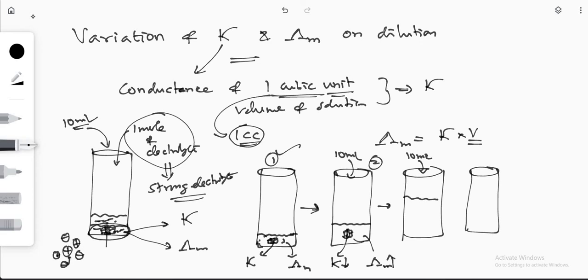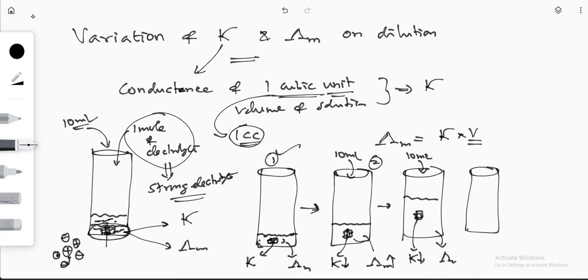Number of ions remains same because we have taken strong electrolyte. What happens? The volume increases. If volume increases, ions spread out even further. So number of ions per unit volume decreases again. Kappa decreases.